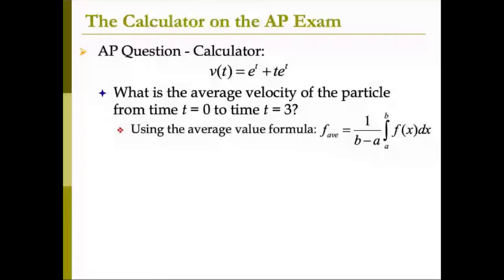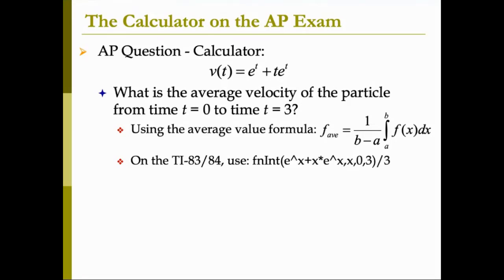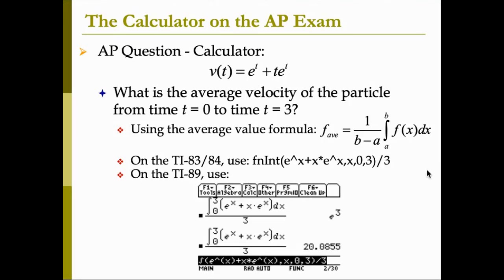Okay, right here, our average value is 1 over b minus a times the integral from a to b of f of x dx. We can use a calculator. We can do it from our home screen, but I don't suggest you do it that way. We can do it in our home screen on the TI-89 as well, except once again, I don't suggest that you do it that way. I suggest that you use the calculator, and you should get about 20.0855. The nice thing about the TI-89 is it'll actually approximate it, or it'll give us the exact value if it can, and e cubed is the actual answer here. So it's actually e cubed.